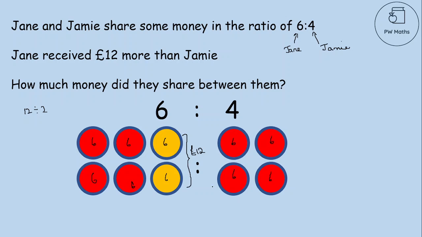Now I could do 6 times 6 for 36 and 4 times 6 for 24 and add the 2 together, but because I want to know how much money in total, I could just say, well, there are 10 parts in total and each are worth 6, so 10 times 6, which is a nice calculation, for £60, which is the total that they shared between them.